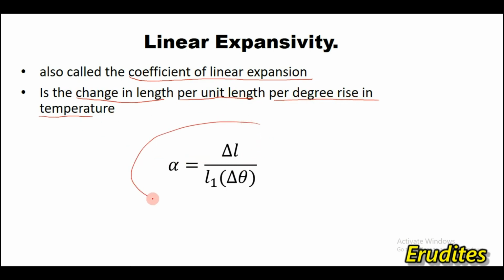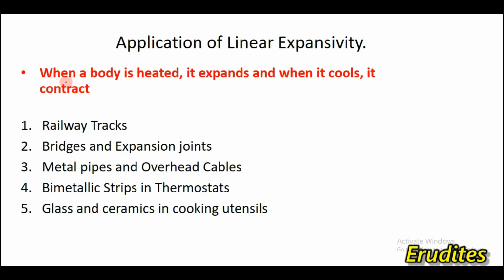And this formula depicts what we've just defined. Linear expansivity alpha is equal to the change in length, which is delta L, per unit length L1, per degree rise in temperature, which is the change in temperature delta theta. So this is what linear expansivity is all about. Linear expansivity of a substance is the change in length per unit length per degree rise in temperature. So let's look at the application of linear expansivity.